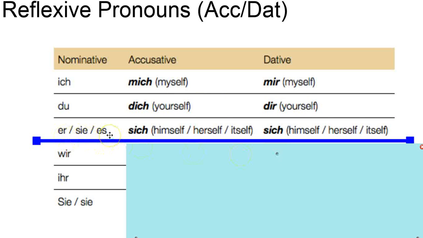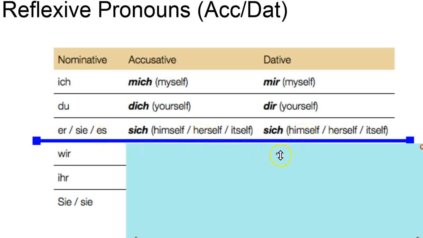Er, sie, es are all the same. Sich means himself, herself, itself. Same with dative, sich. So ich, mich, mir, du, dich, dir, er, sie, es, sich, sich.